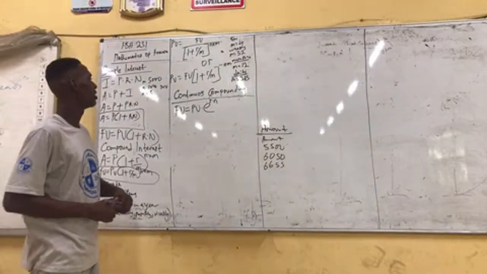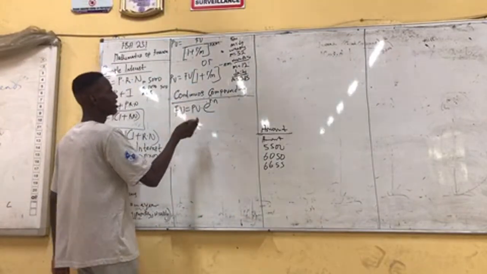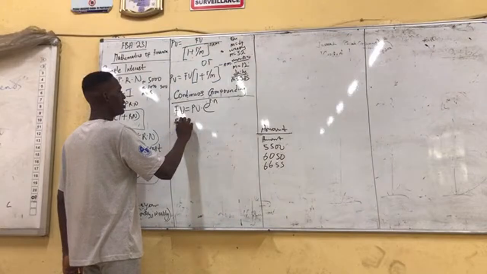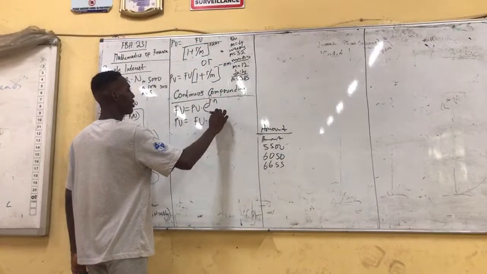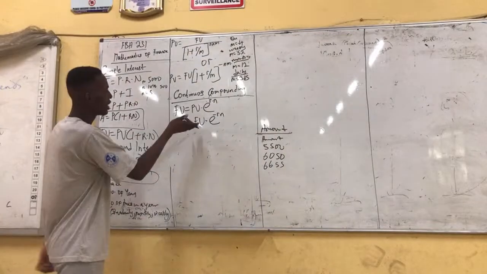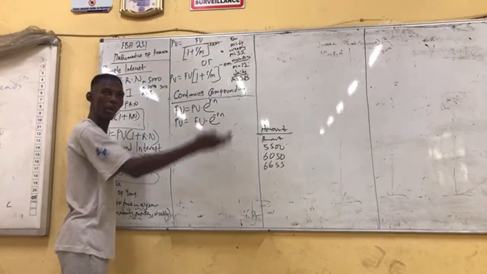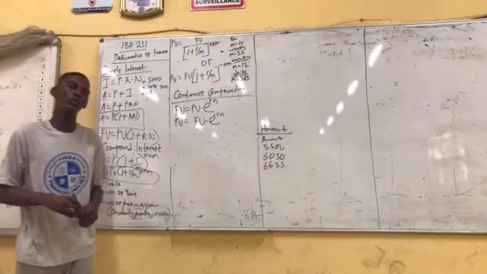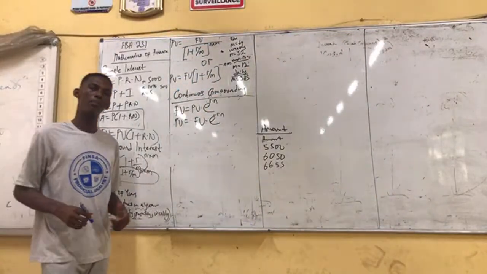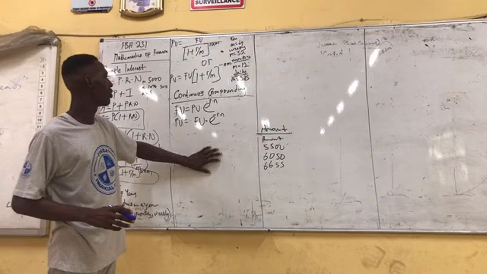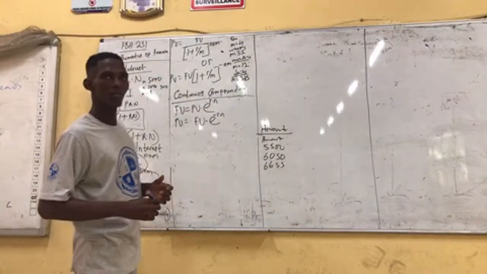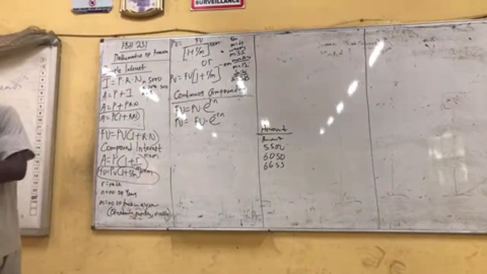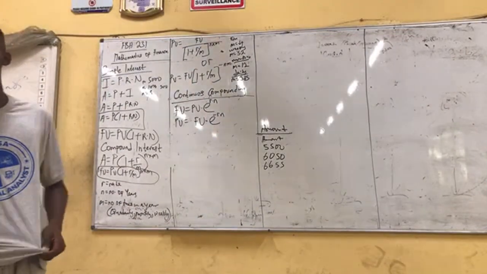Now back to this. For the present value, it's still the same thing. Your PV is equal to your FV times e to the power of minus Rn, or you can just say FV over e to the power of Rn, depending on the way you want it. You get my point. So that's that for compound interest.